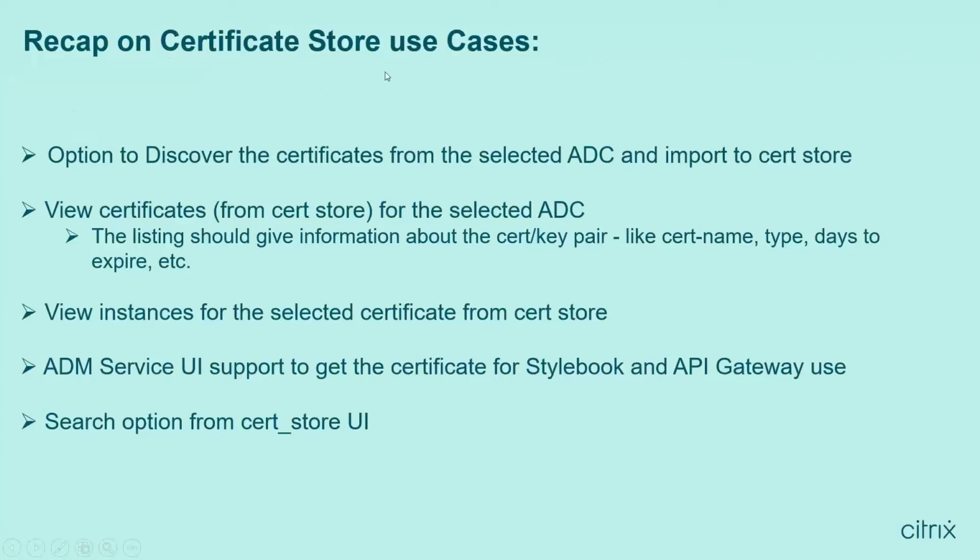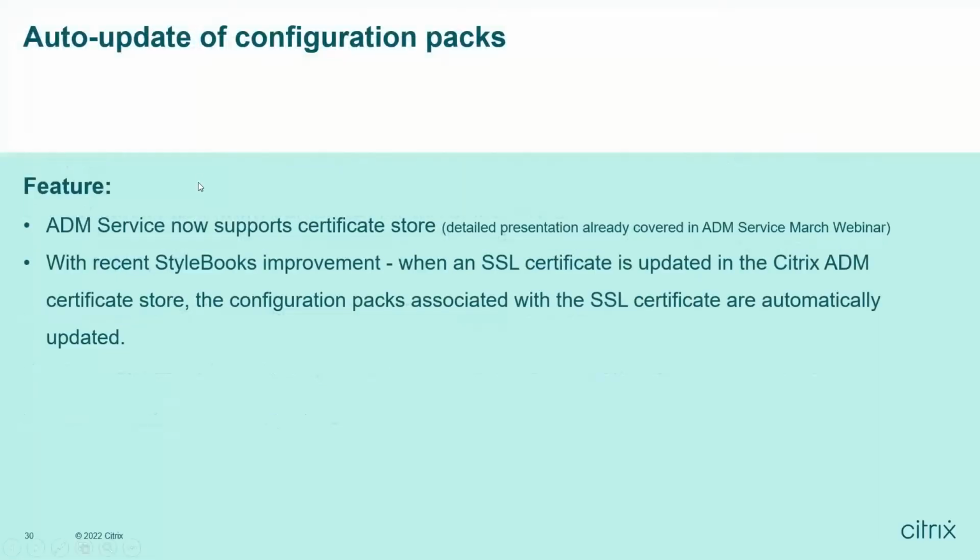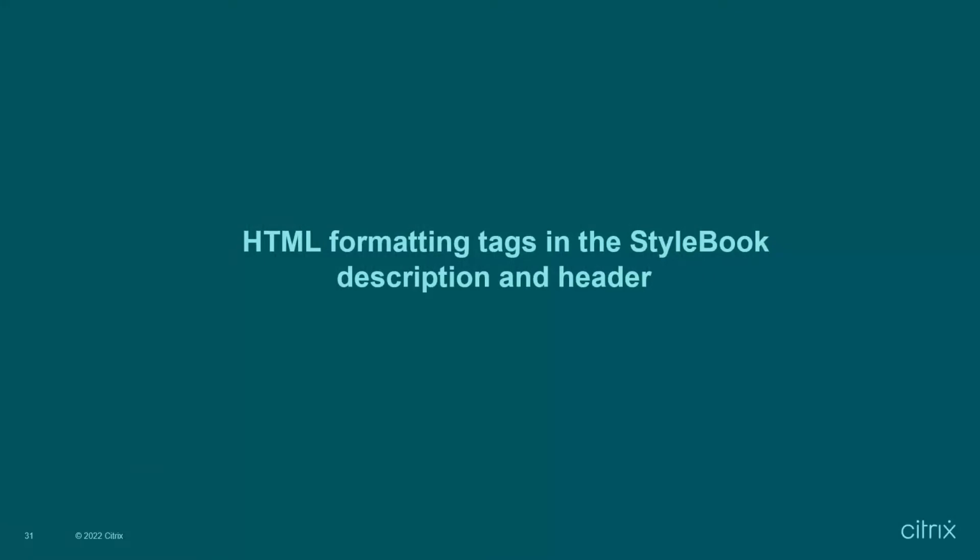So this is a quick recap on the cert store. It has a lot of advantages. Do have a look at our documentation, or our webinar which happened in March, if you're not aware of the cert store. In the Stylebook context, the enhancement we've done is that whenever a particular certificate is being updated in the cert store, any config pack using that certificate, meaning you've already deployed a Stylebook on an ADC and a config pack exists using that certificate, all such config packs will be auto updated, so that you don't have to manually go there and make the config pack use the latest SSL cert. It will be automatically taken care of. So it reduces a lot of tracking and operational overhead.